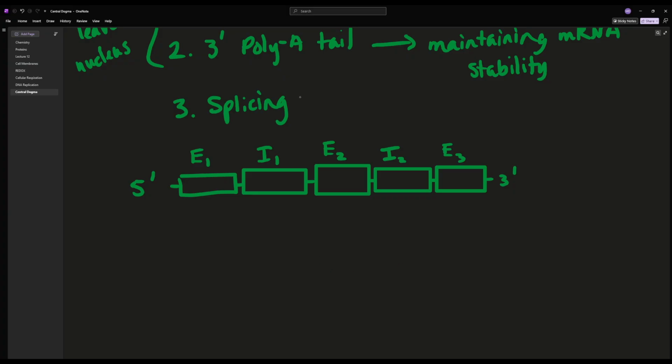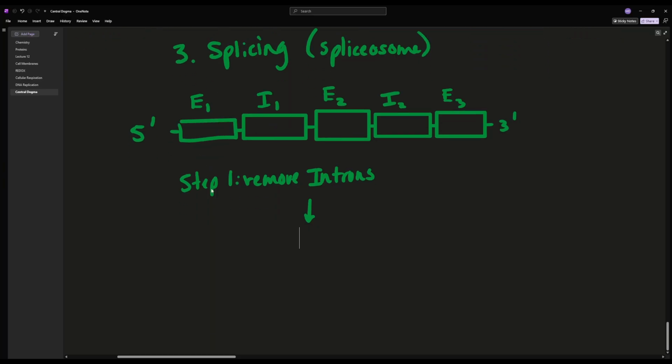So with splicing, using the enzyme or the complex, the spliceosome, yeah, there we go. That's how to spell it. What's going to happen is step 1 is remove the introns. So what we're going to end up getting is a 5' with just our exons added together.